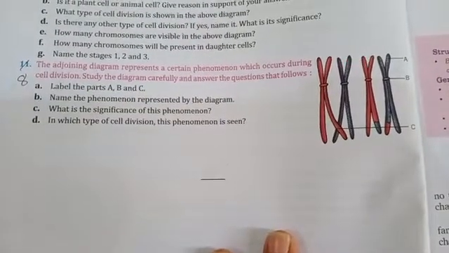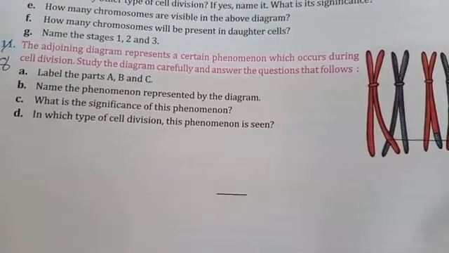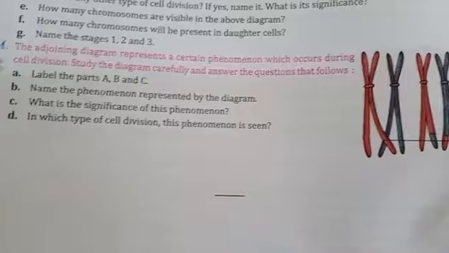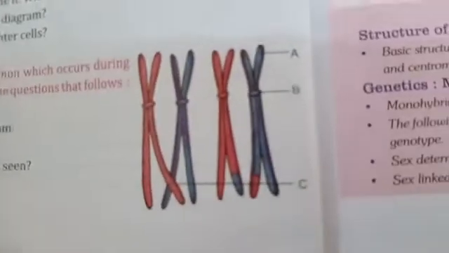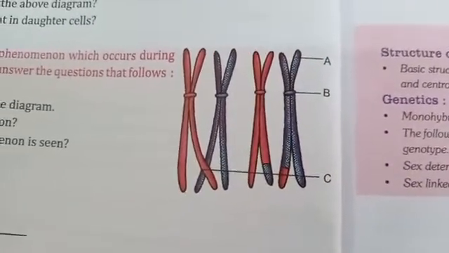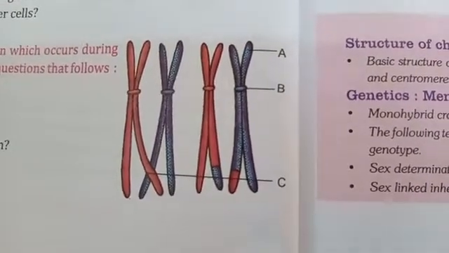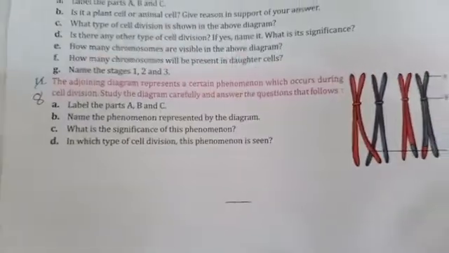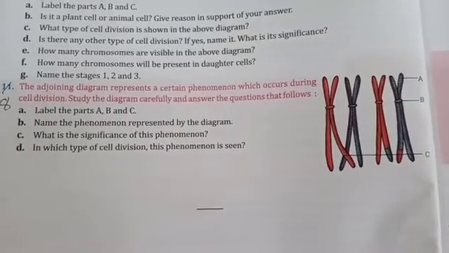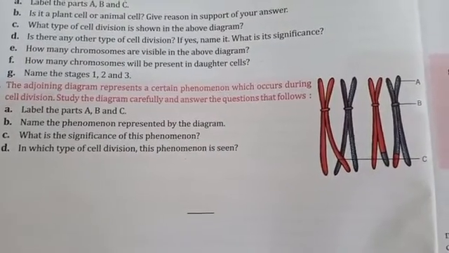Question number 8. The adjoining diagram represents a certain phenomena which occurs during the cell division. Study the diagram carefully and answer the questions that follow. Now see children, this is the diagram. This diagram we have studied in meiosis. Okay. See the parts A, B and C. And now look at the question. Label the parts A, B, C. Name the phenomena represented by the diagram. What is the significance of this phenomena? In which type of cell division this phenomena is seen?